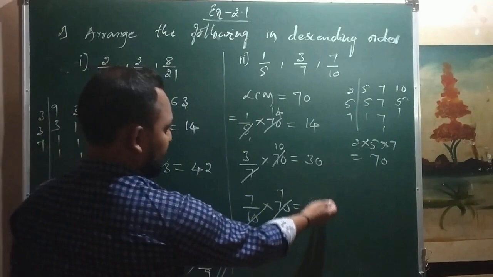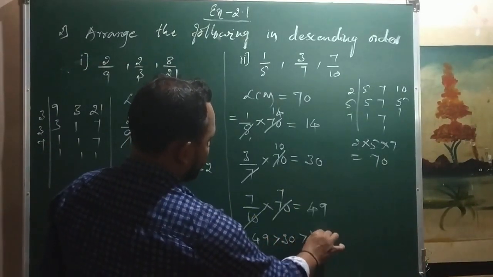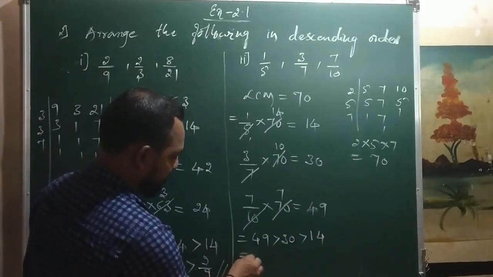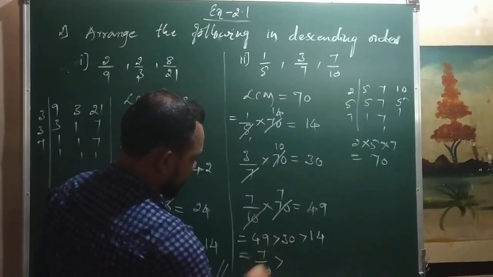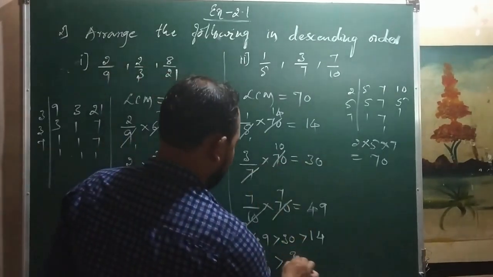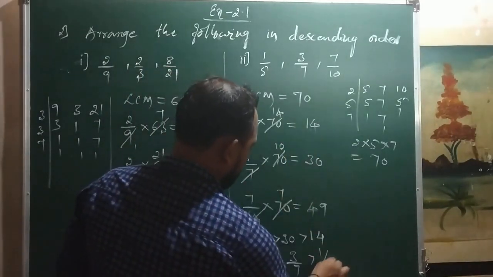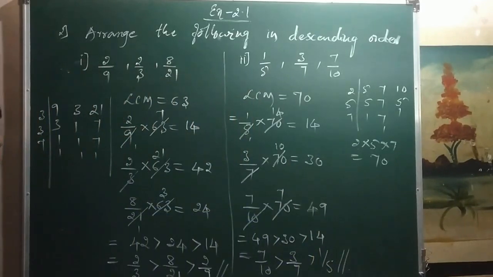49. Okay. Here, then write in descending order: 49 is greater than 30, and 30 is greater than 14. Here, the fraction of 49 is 7 by 10, which is greater than 3 by 7, which is greater than 1 by 5. Descending order. Okay.